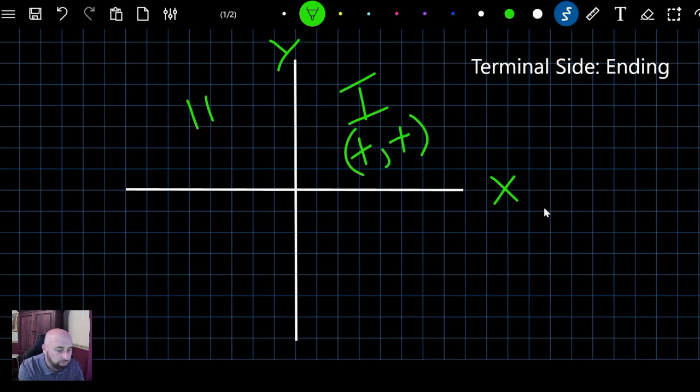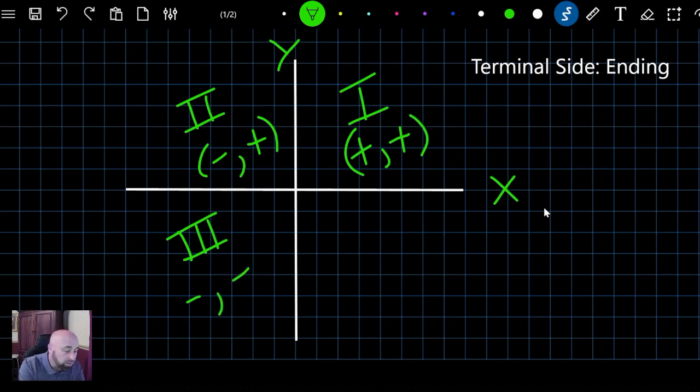In quadrant number 2 here, you'll remember that we're going to the left on the x, so that's going to be negative on the x coordinate, and we're still going up, so it's going to be positive on the y coordinate. So that's quadrant number 2. Down here in quadrant number 3, we're going negative on the x, so we're going left on the x, and we're also going down on the y, so this becomes our negative, negative.